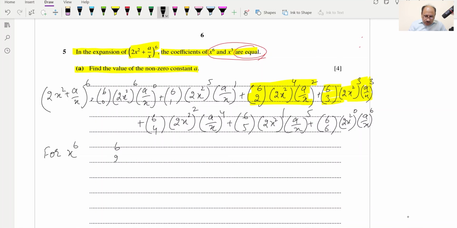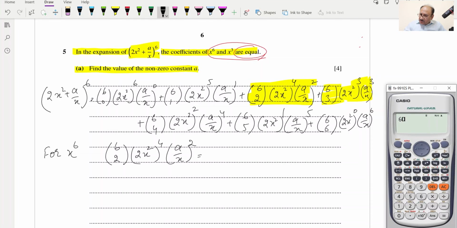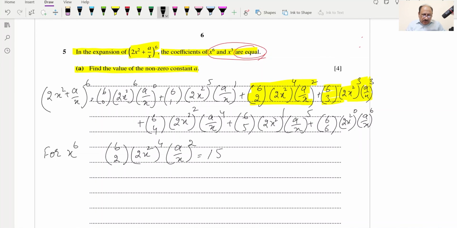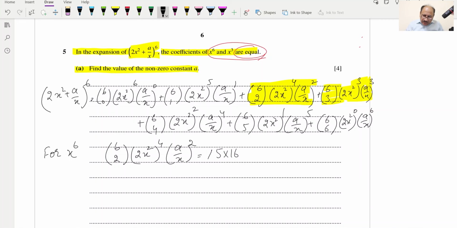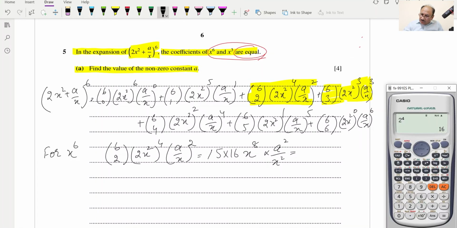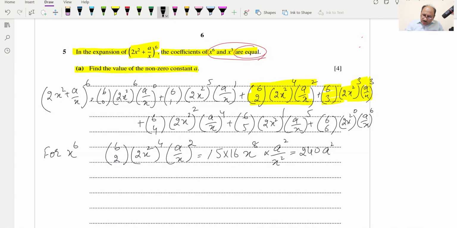Now we can write, for x^6, 6C2 and (2x^2)^4 (a/x)^2. And this will be equal to, 6C2 is what? 6C2 is 15. 15 into 2 raised to the power 4, which is 16. So 15 times 16, and x^8 multiplied by a^2 over x^2. And this will result in 15 multiplied by 16 equal to 240 a^2 x^6. So this will be the term which we will get for x^6.